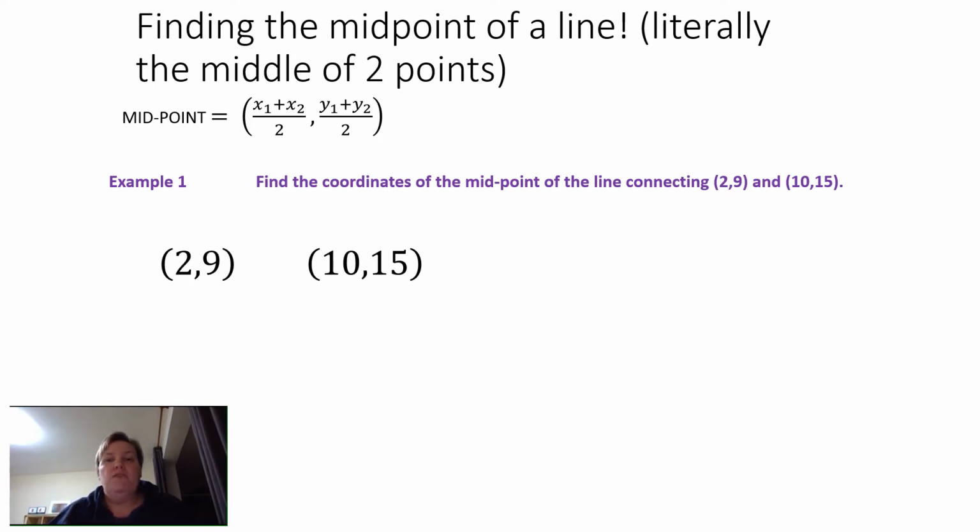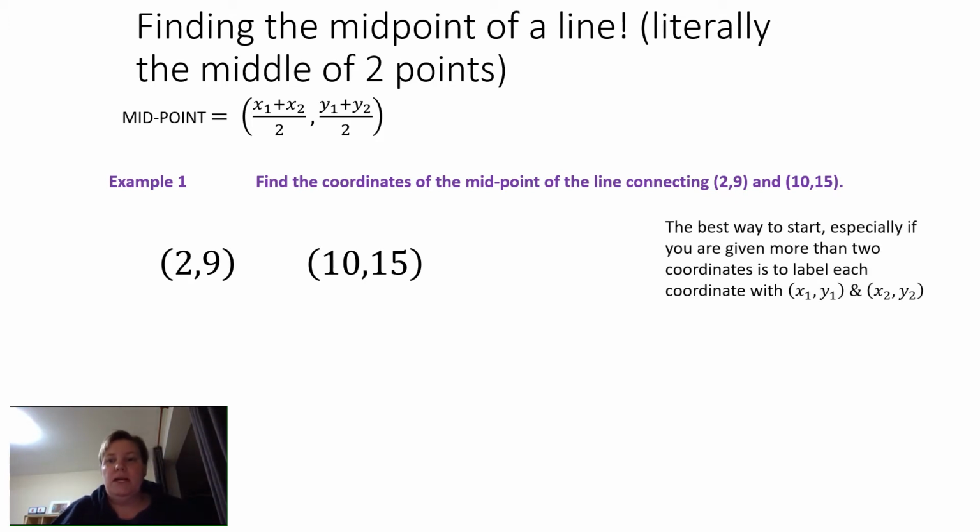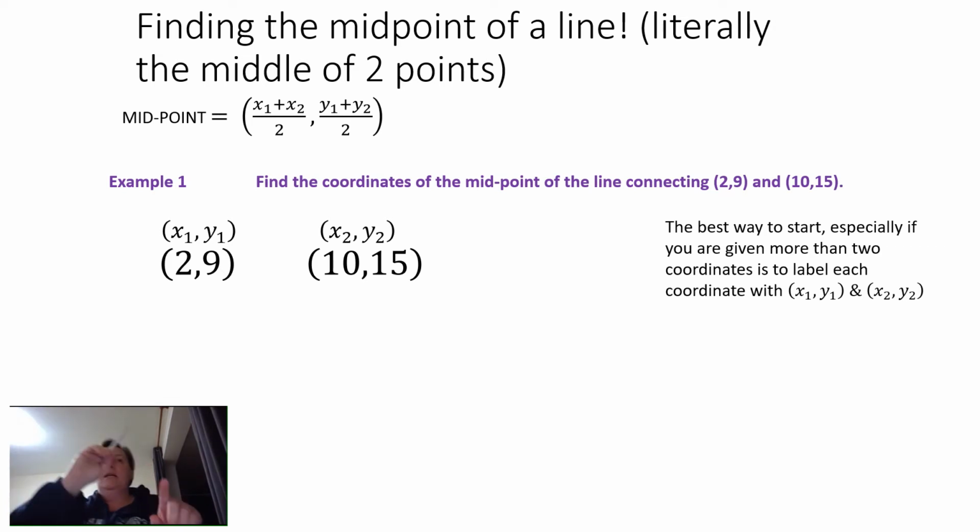First key here, however, is to label these pretty looking coordinates. That's really important. So the first coordinate is called number 1. The second coordinate is called number 2. Nothing original there. We're going to find the midpoint of a line which is connecting the point 2, 9. So that would be on my graph, I'd go from 0 across 2 and up 9, and 10, 15. So from my 0 point, I would go across 10 and up 15. Okay, so I've got a line up there and I'm going to find the middle.